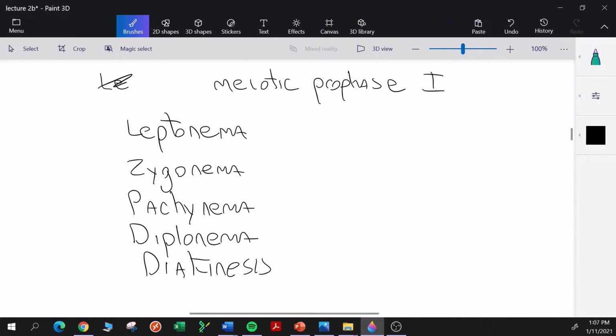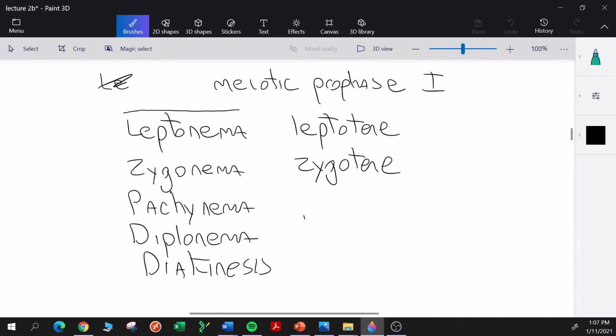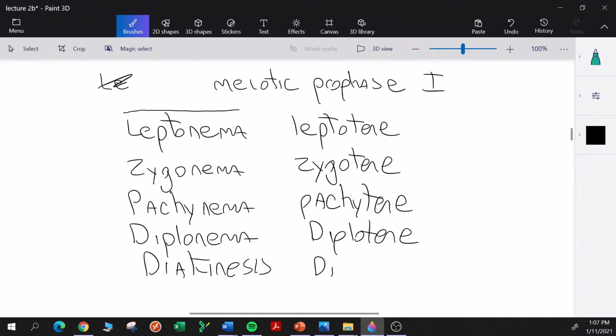Now these are the names of the various subphases, and sometimes you might hear these words instead: leptotene, zygotene, pachytene, diplotene, and there's no different one for this one. This one's still just diakinesis.